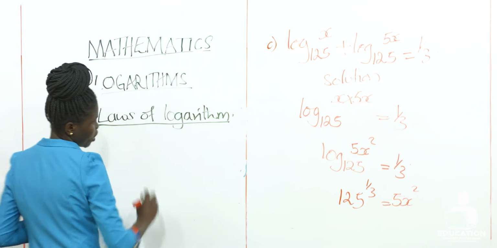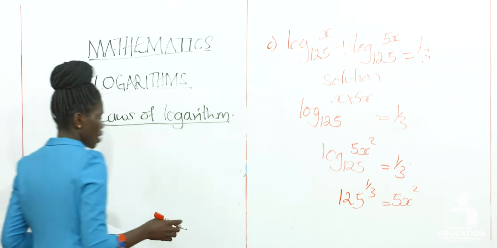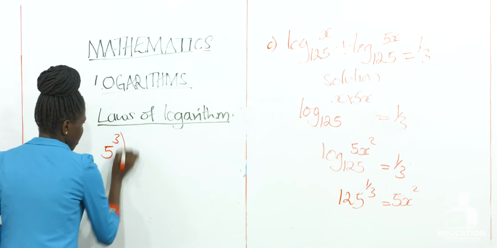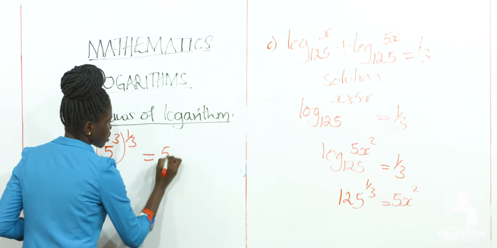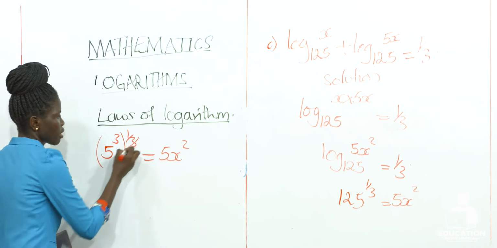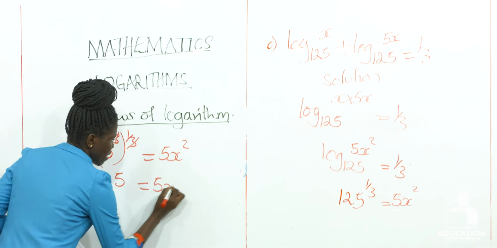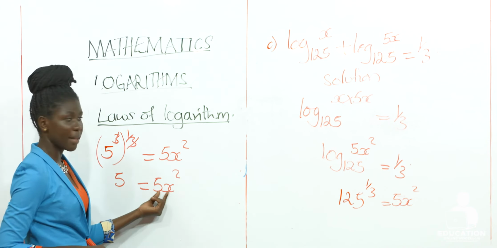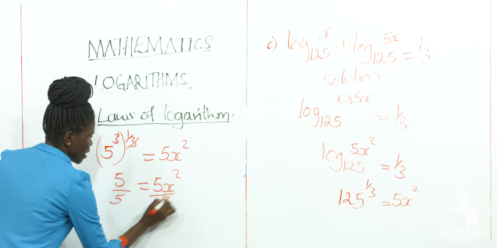So here we are going to express 125. You're going to factorize it in terms of 5. And 125 is the same as 5 to power 3. But remember, it is having power a third. You equate it to 5x squared. This 3 and a third outside can be reduced. You'll be left with 5 is equal to 5x squared. We want the final value of x, so we are going to divide both sides by the coefficient of x, which is 5.